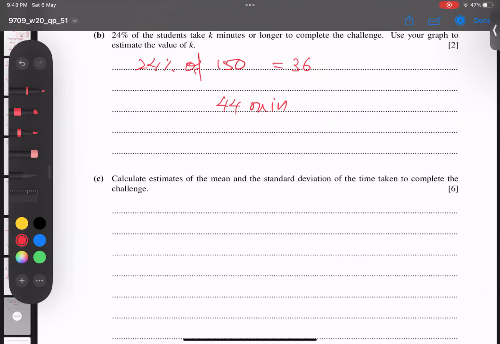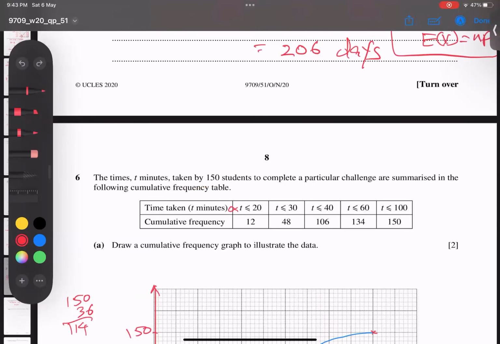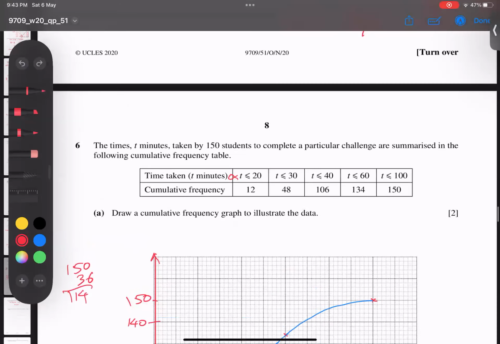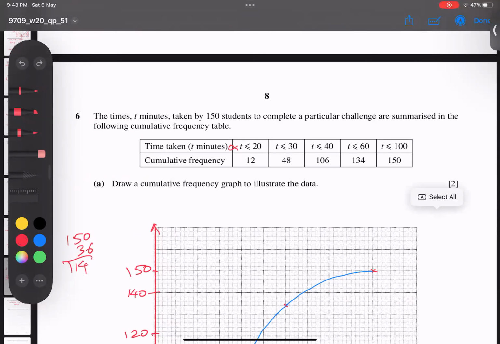Estimate the mean and standard deviation of the time taken to complete a challenge. So we have to make a table. What is the technique to make a table when he has given us the CF graph? I need a space to make it. Here I can make it.